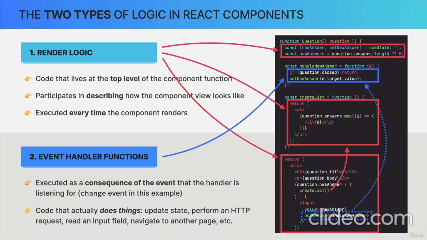So event handlers contain things like state updates, HTTP requests, reading input fields, page navigation, and many more. So all things that basically change and manipulate the application in some way. Now, why is this all so important?